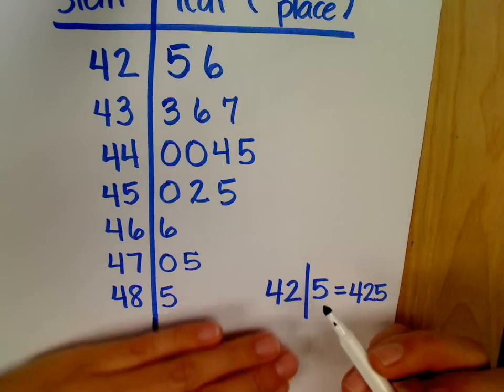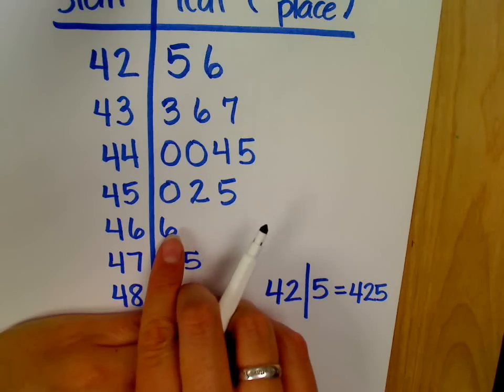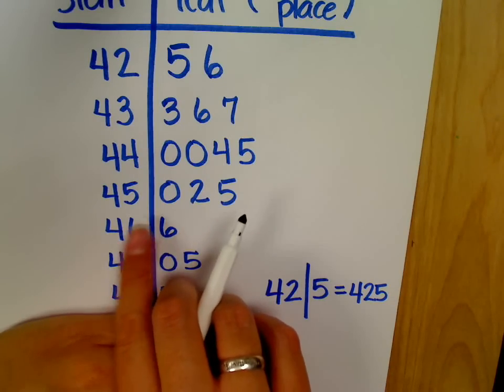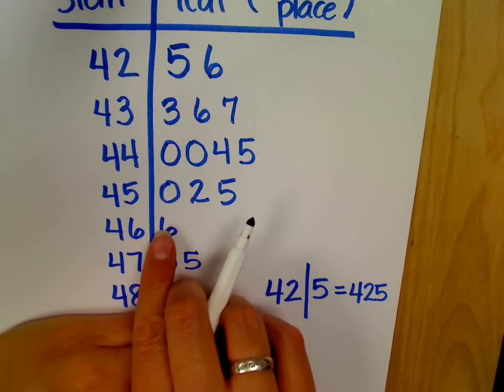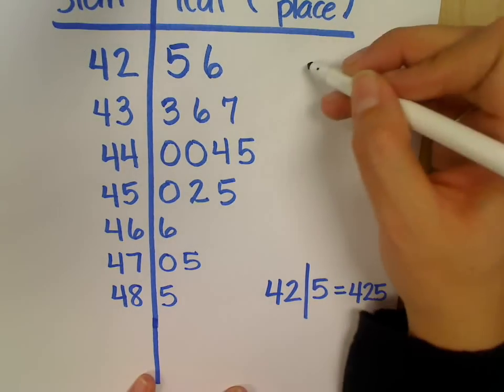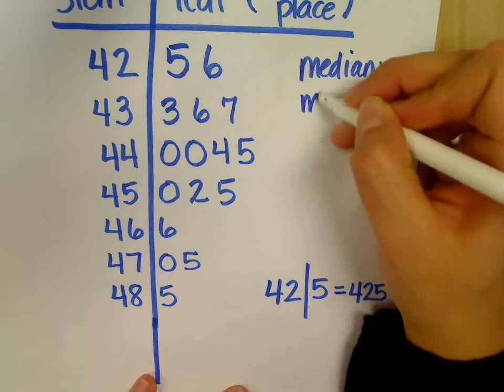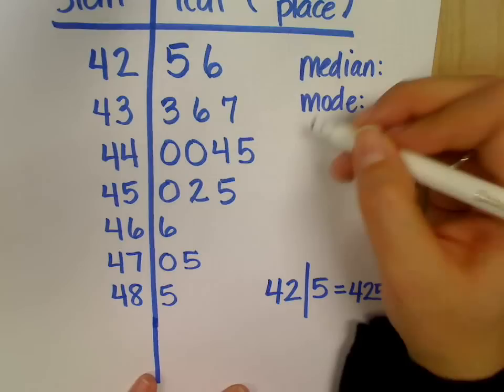Okay. Let's pretend that there were no 460 anythings. Would I still have to write this 46? Yes. Yes, please. Okay, because you want to see that gap in the information. So from this, we're going to find median, which is my middle number. I'm going to find mode, and I'm going to find range.